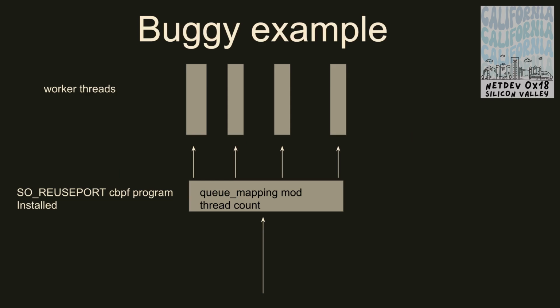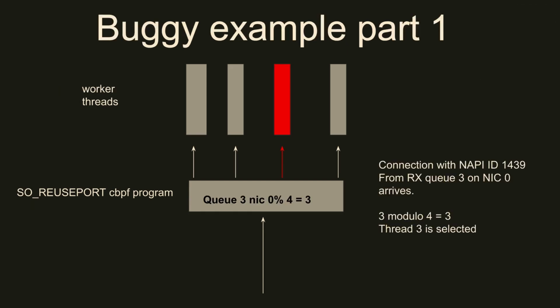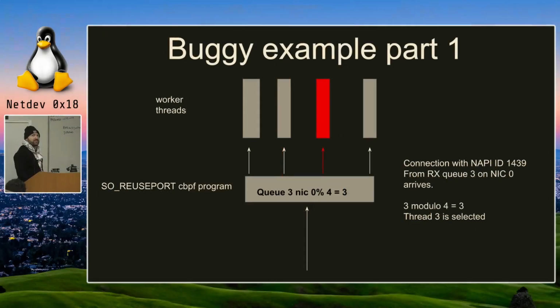So imagine you have your worker threads at the top and you have your reuse port CBPF program installed. You're just doing queue mapping modulo thread count. And so a connection comes in, and let's say it's hardware queue number 3 on NIC 0. Let's say that has NAPI ID 1439. So 3 modulo 4 is 3. So the kernel distributes this to file descriptor number 3 in the set, and that wakes up worker thread number 3, which adds that file descriptor to its epoll set. Everything is fine so far, right? Its epoll set now has NAPI ID 1439. Everything is good to go.